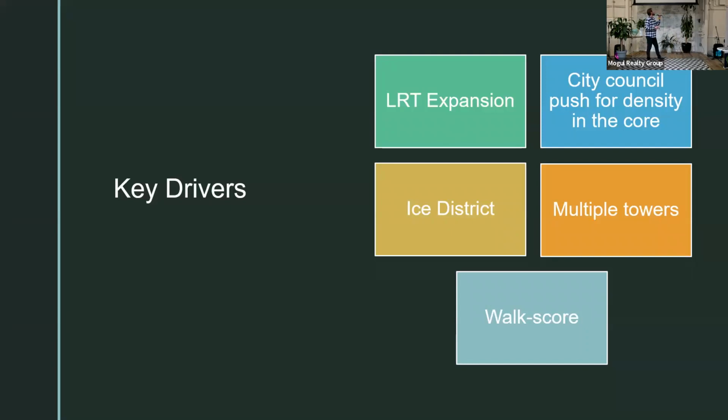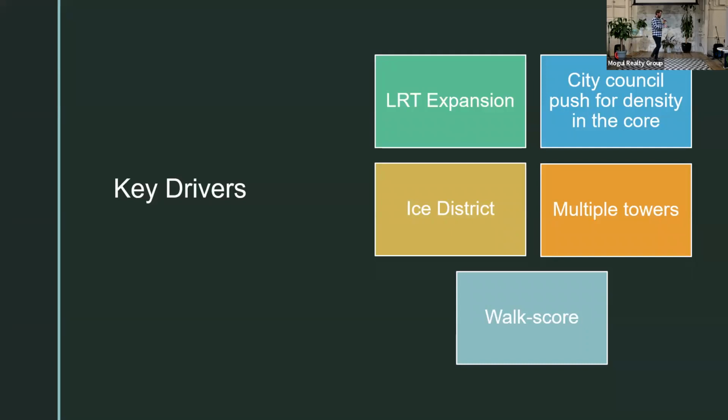Next is city council push for density in the core. We've heard it before, a lot of push for density in the core. Edmonton is a very large city. We have a lot of land mass. Builders just build out and out. Infrastructure is expensive. Kids are not in the older schools, and we're having problems where we want the density in the core. So the city has really been pushing for keeping people within the core.